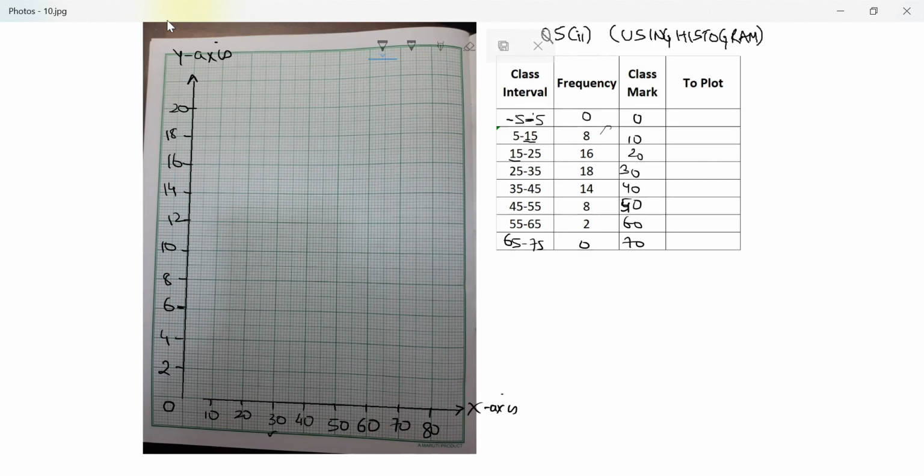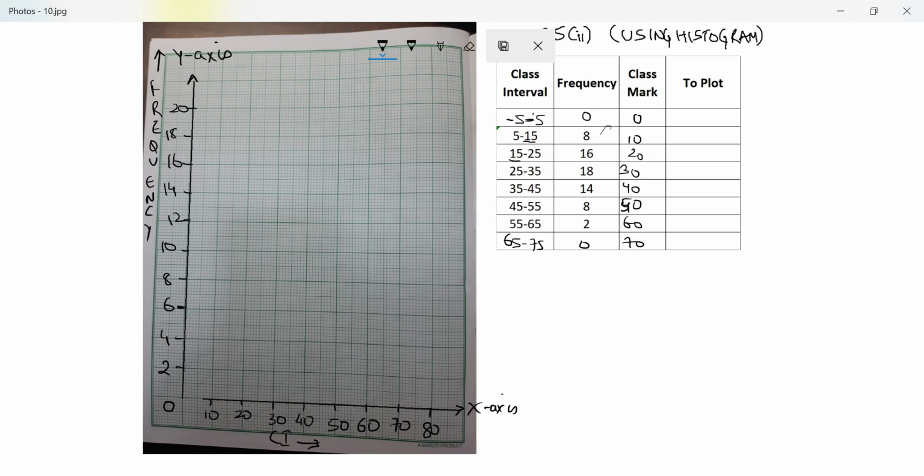Here I'm plotting class interval. I write here I'm plotting frequency. Please note whatever the question requires, that's exactly what you will write. For example, in question 4, they are talking about daily wages. So you will plot daily wages instead of class interval.